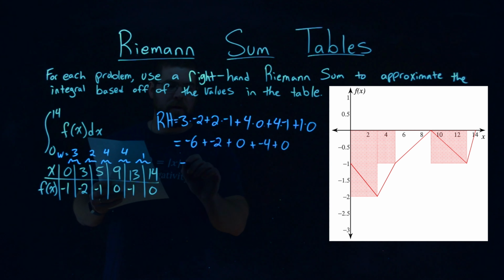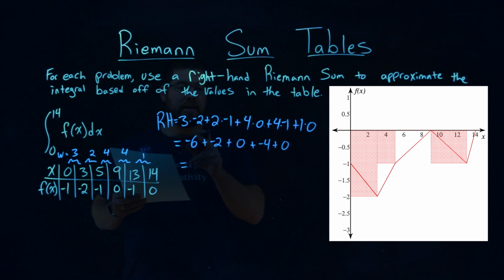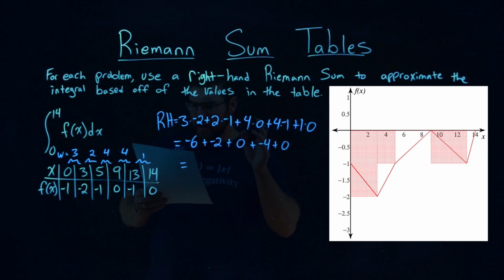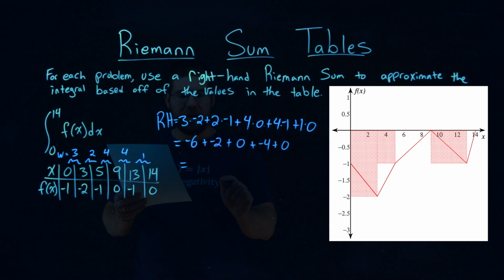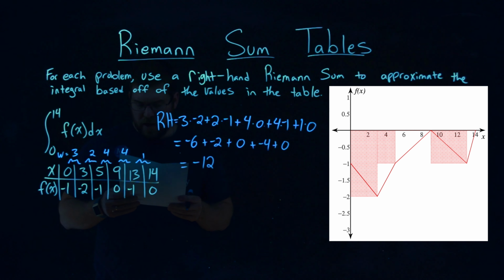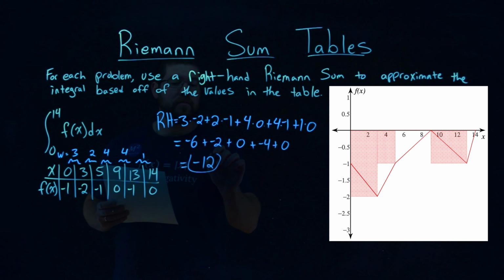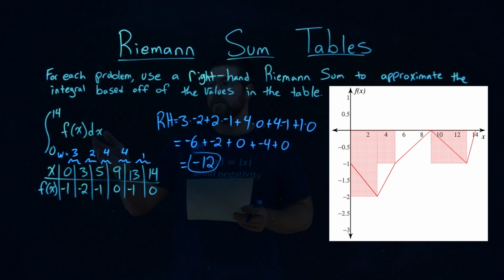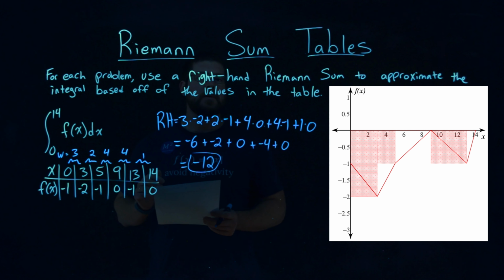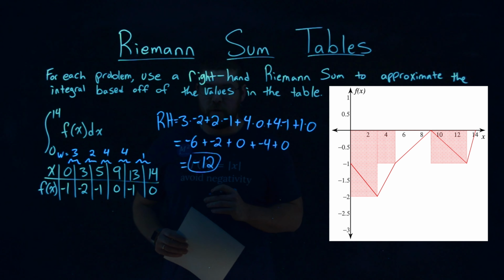But we have to add them all up to get the total value, and when we add negative 6 plus negative 2 plus 0 plus negative 4 plus 0, we get negative 12. And so using the right-hand Riemann sum to approximate this integral from 0 to 14 of f of x dx, we get a value of negative 12.